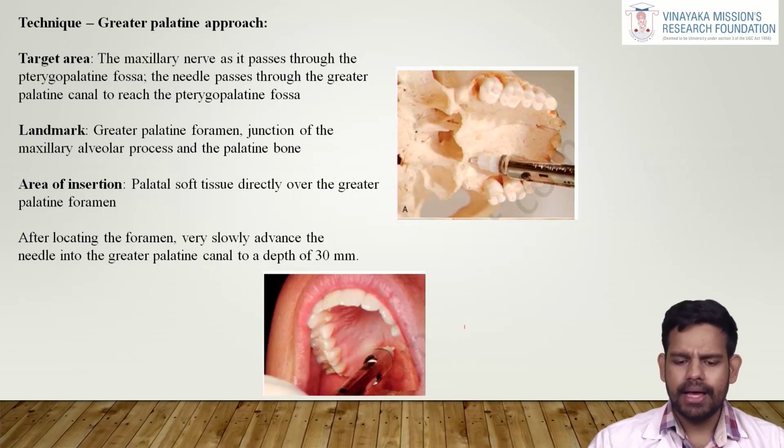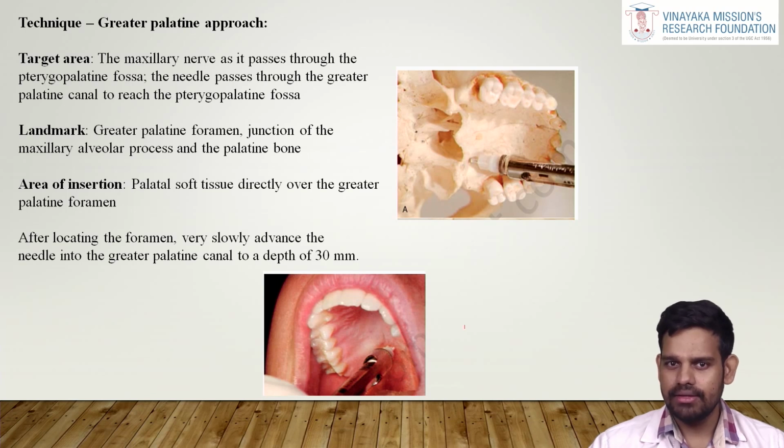The techniques are, first, the greater palatine approach. In the greater palatine approach, how are we going to anesthetize the maxillary nerve? The target area is the maxillary nerve as it passes through the pterygopalatine fossa; the needle passes through the greater palatine canal to reach the pterygopalatine fossa. The landmark here is the greater palatine foramen, which is situated at the anterior third of the maxillary third molar. The area of insertion here is the palatal soft tissue directly over the greater palatine foramen. After locating the foramen, very slowly advance the needle into the greater palatine canal to a depth of 30 mm, which is 3 cm.